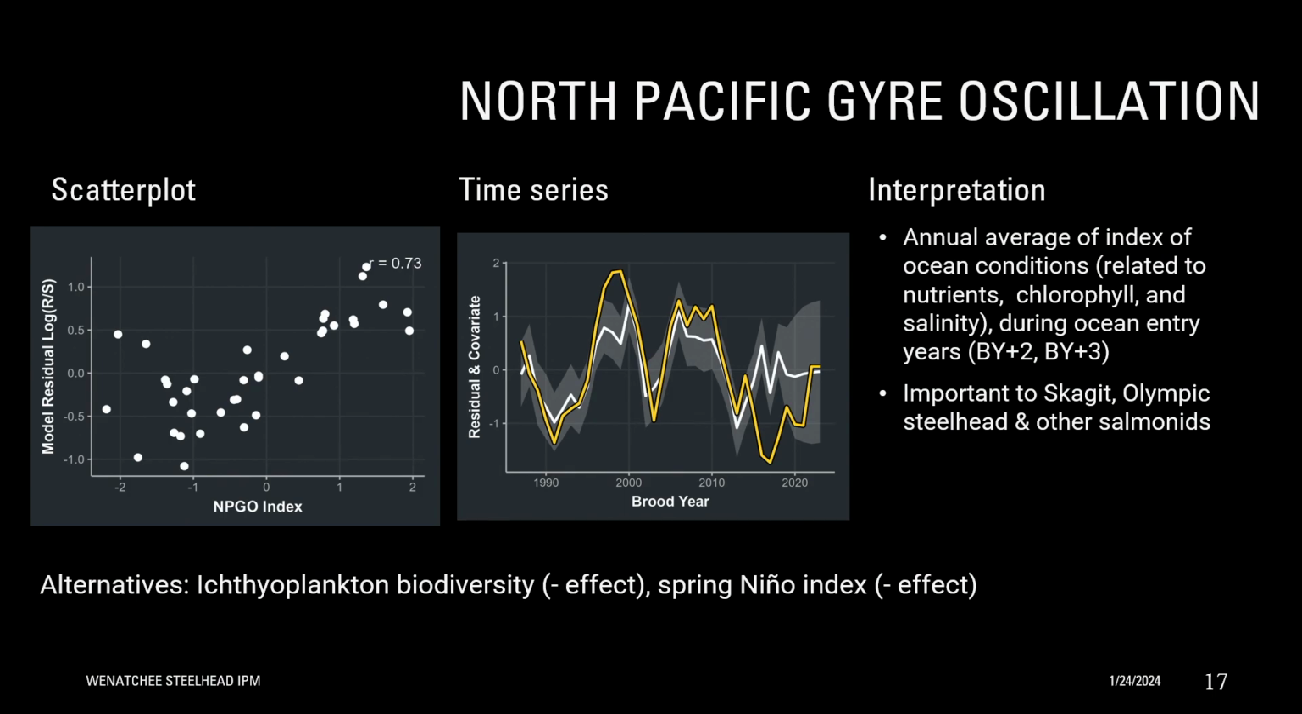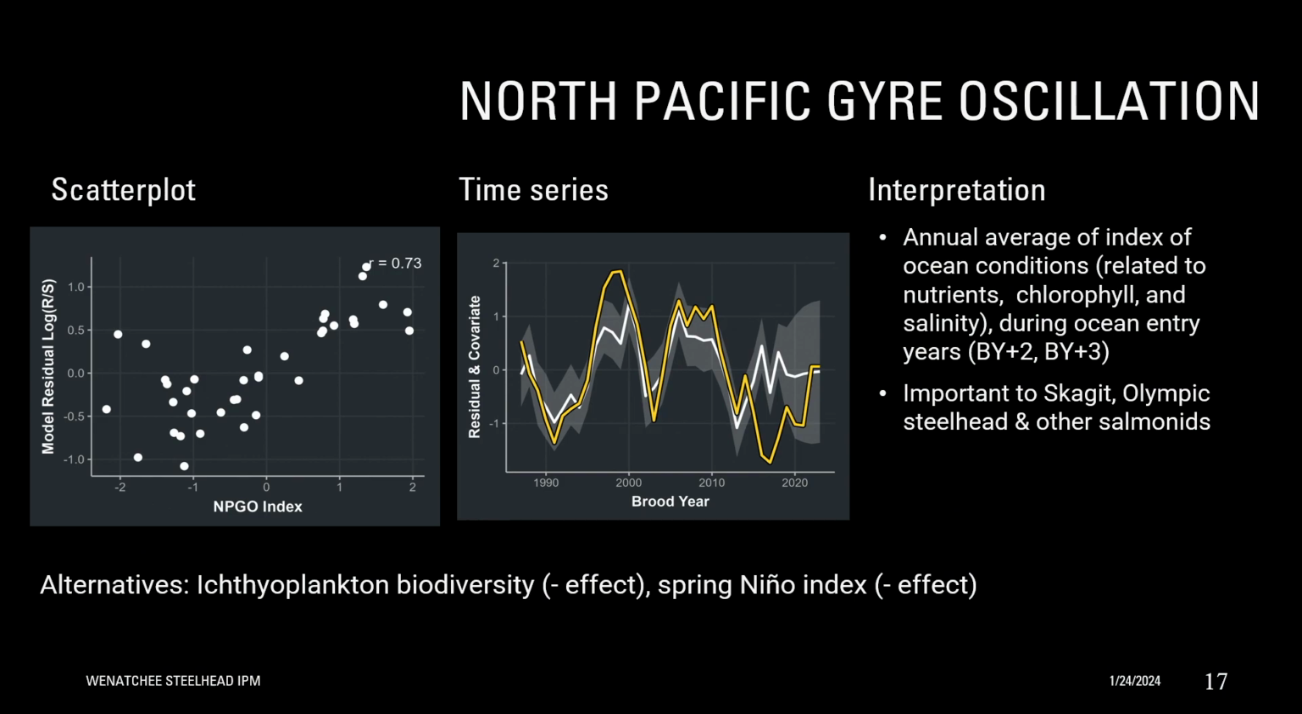An important caveat with any of these covariates is that there are often some other things that kind of track the time series in a similar way, maybe not quite as closely, but could potentially present themselves as alternative explanations for these effects. In this case, some of the indices of Nino effects and ichthyoplankton biodiversity kind of track the same thing and could potentially be a part of the actual explanation for what's going on, but the model just kind of goes with the best one here.